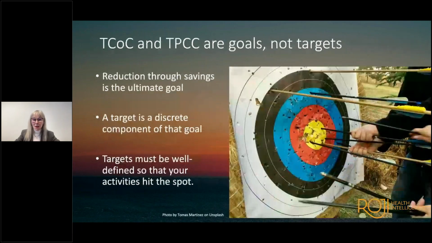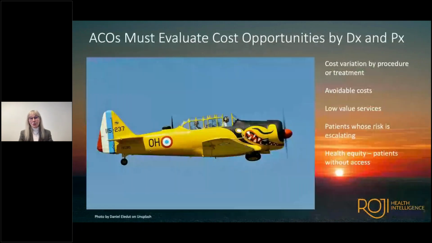But they are goals. So if you really want to reach reductions through the savings of those goals, you need to be able to hit a target of individual initiatives that in a cumulative way will address the center of that target. Otherwise, your program will look like this, and there will be a lot of wasted money in tracking initiatives that don't really matter. So you can't fly by here. There is a target on the plane here, but you can't fly over cost.